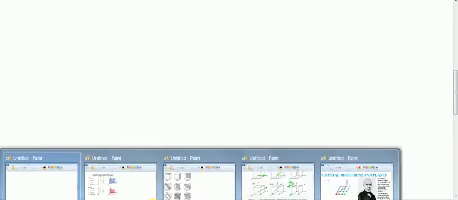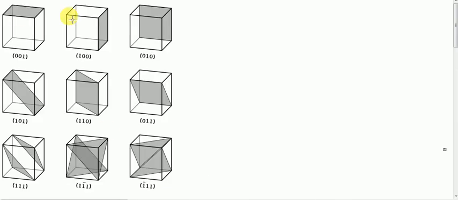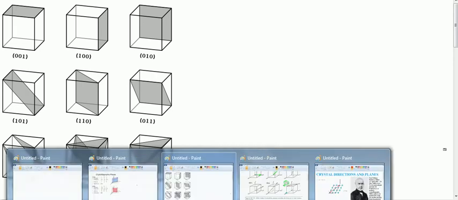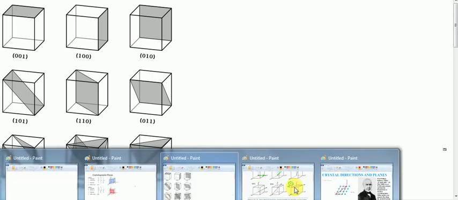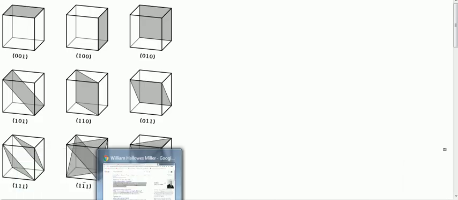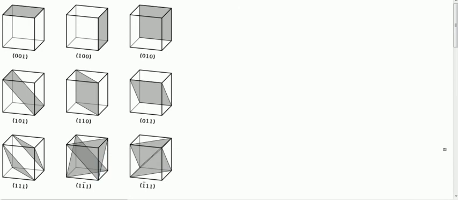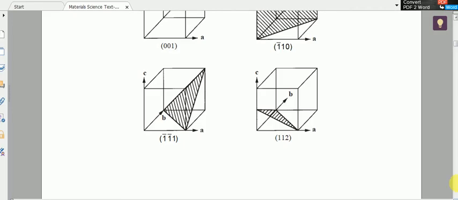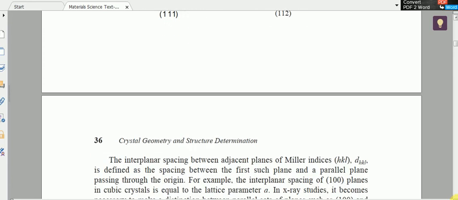And for doing a few exercises, you can work on these planes and try to find the crystallographic planes for them. Okay, students, I think you got a clear idea regarding how to find the crystallographic directions and crystallographic planes, the HKL things.